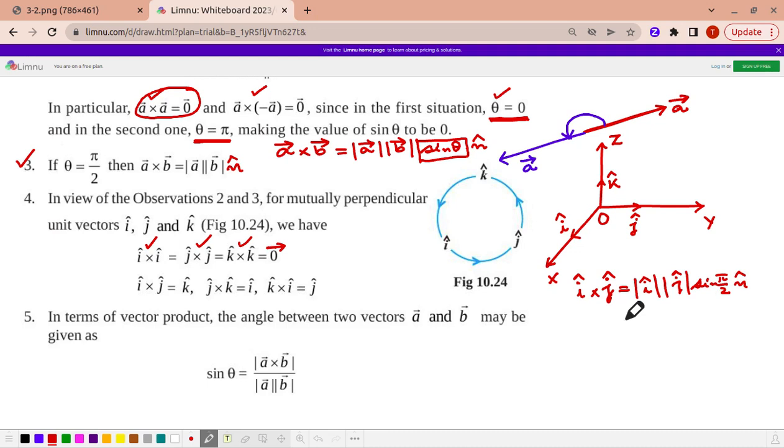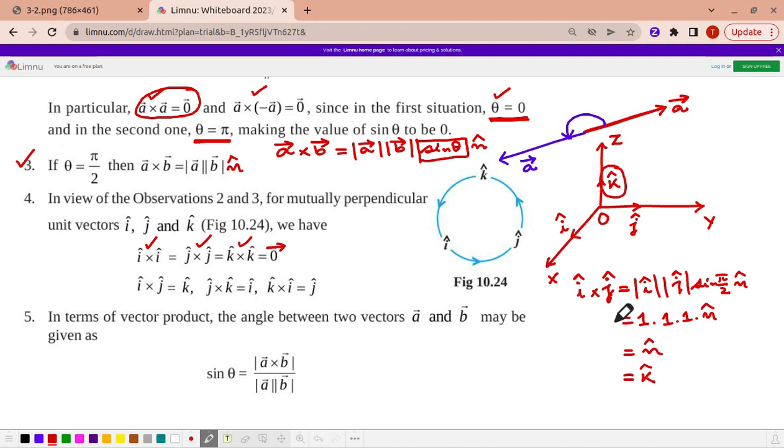So what is the value of mod i cap? 1. Value of mod j cap, 1. Value of sin pi by 2, 1, into n cap. Now that becomes n cap. But what is n cap? n cap is the unit vector perpendicular to both the vectors i cap and j cap. Now what is the vector perpendicular to the vectors i cap and j cap? That is k cap. So in this context, n cap is nothing but k cap. I hope you got the point.